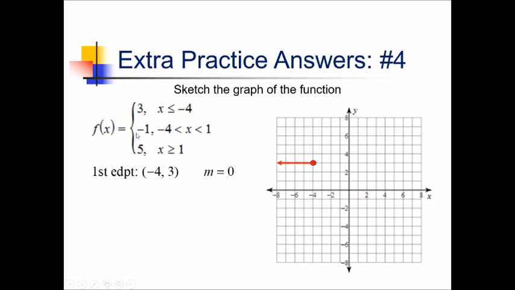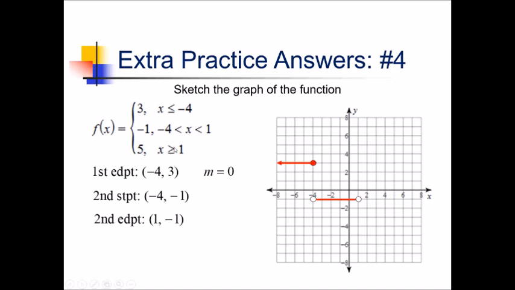Next, I've got this middle rule that goes from -4 to 1. Since it's just a horizontal line that is always equal to -1, that means I've got the points -4 comma -1. No equals on either of these, so these are both solid dots. So -4 comma -1. And I've also got the point 1 comma -1, which is over here. Connect the dots.